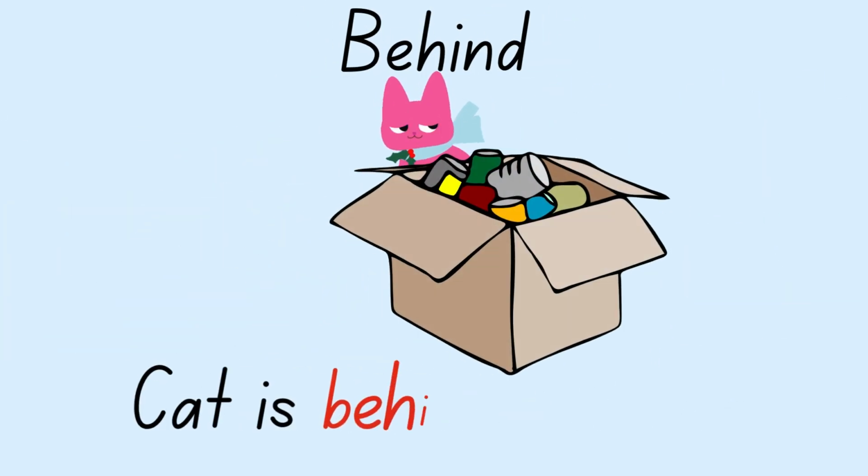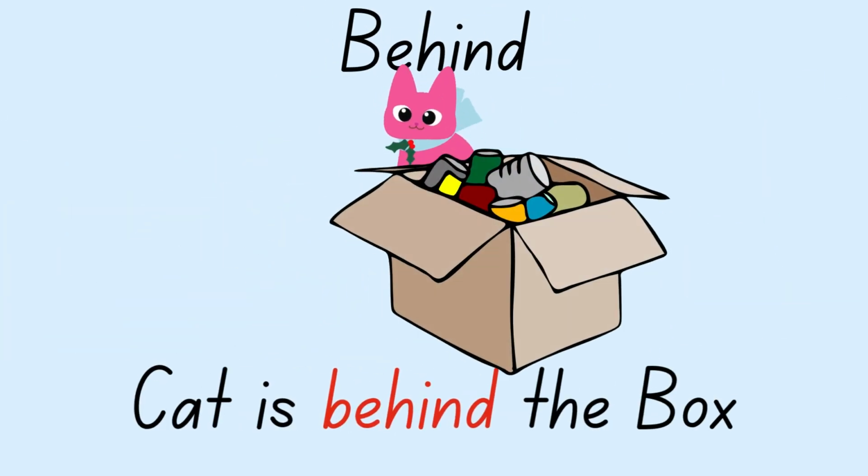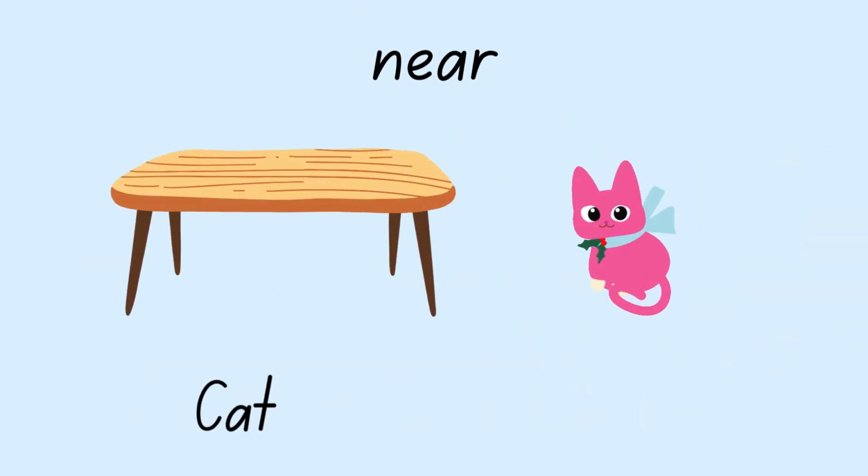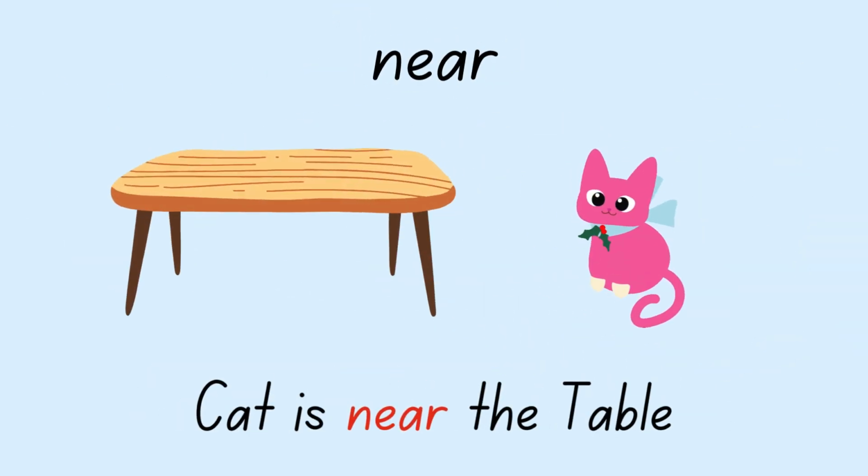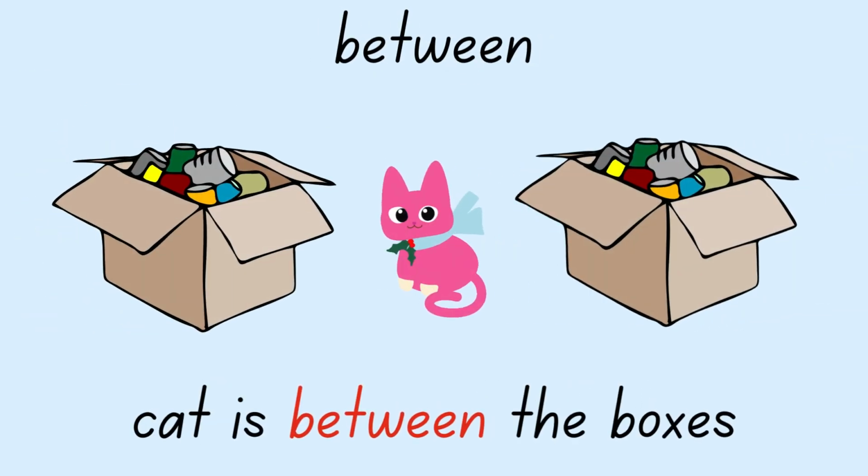The cat is behind the box, so here the preposition is behind. The cat is near the table, so here the preposition is near. The cat is between the boxes, so here the preposition is between.